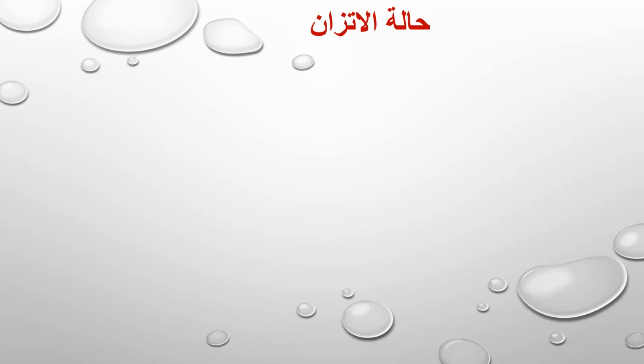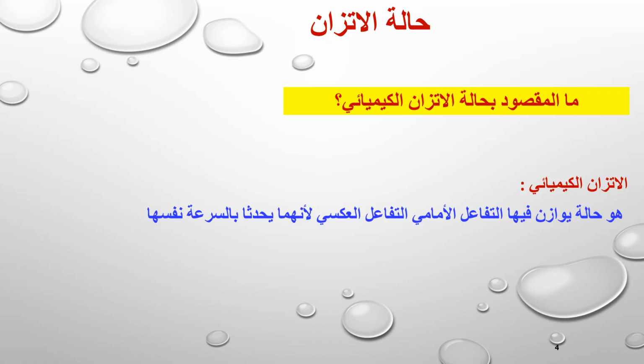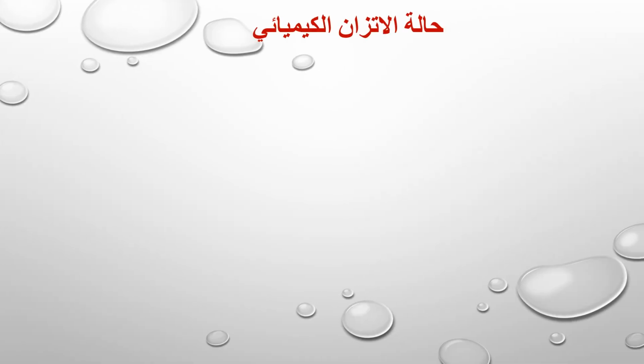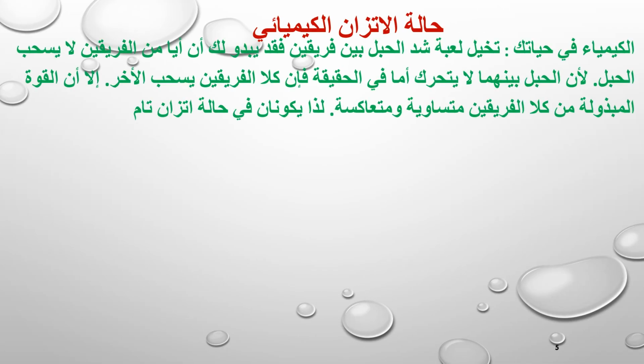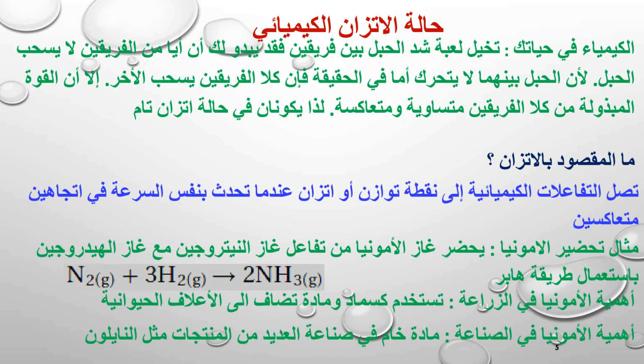What is the state of chemical equilibrium? Chemical equilibrium is a state where the forward and reverse reactions balance each other because they occur at the same rate. In life, similar to a tug-of-war game, even if the rope appears still, both teams are pulling. The forces exerted are equal and opposite, resulting in a state of complete equilibrium. Chemical reactions reach an equilibrium point when they occur at the same rate in opposite directions.